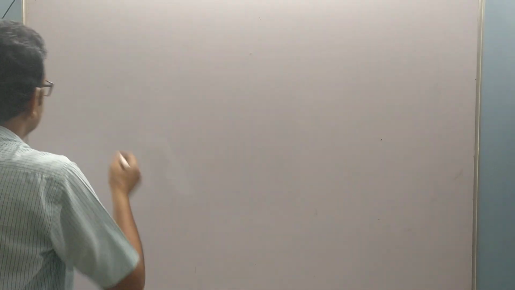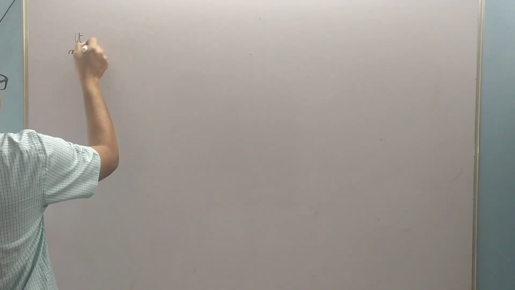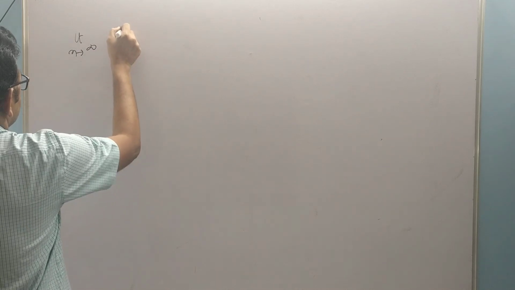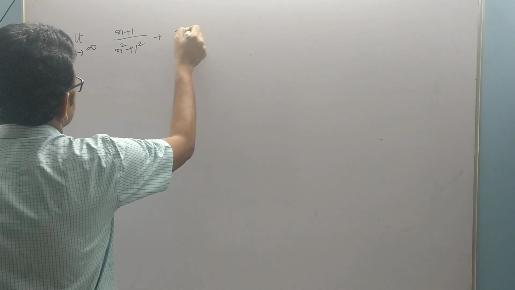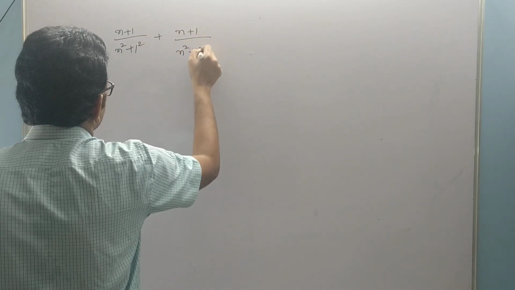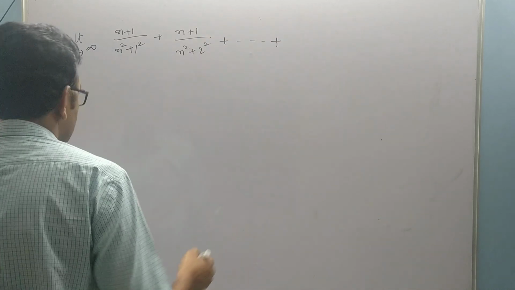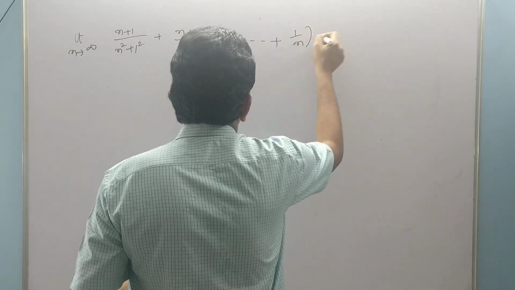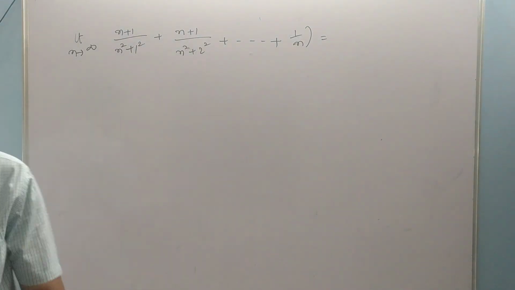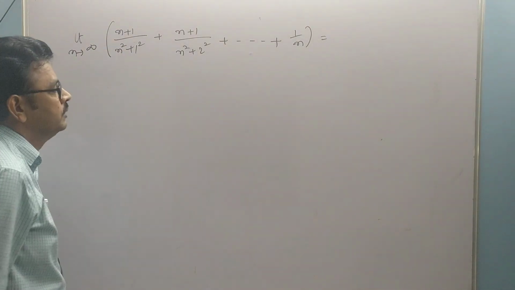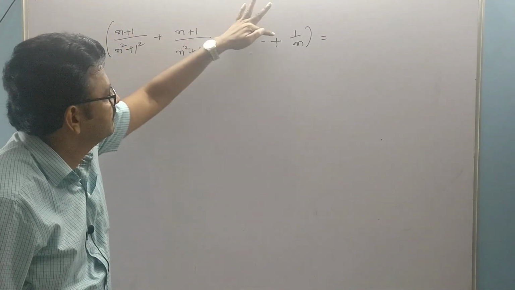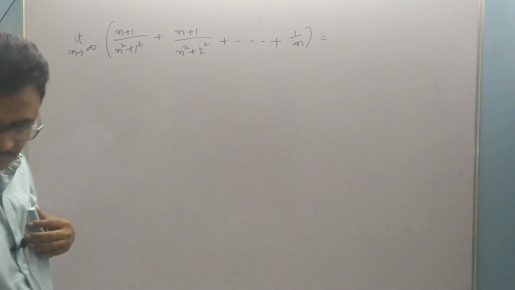Next one, limit of n tends to infinity, (n plus 1) by (n square plus 1 square) plus (n plus 1) by (n square plus 2 square) plus and so on. This is 1 by n is equal to, so the series is n plus 1, n plus 1, n plus 1 and so on.